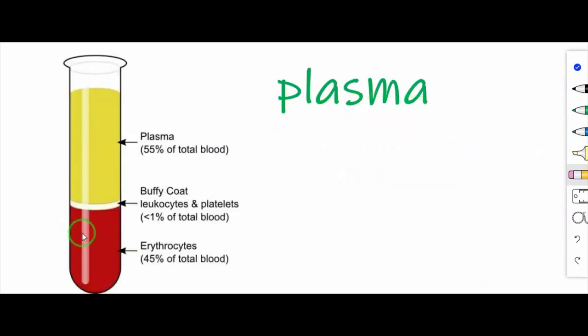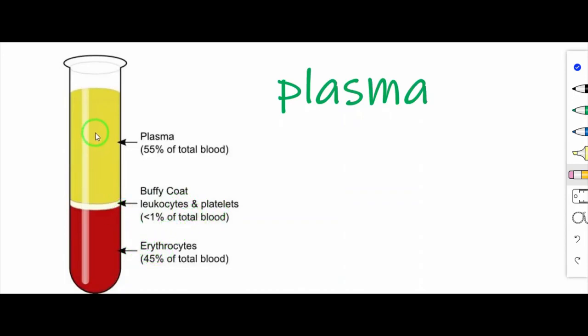Just see this test tube. Here 55% of total blood is plasma, clearly mentioned as the yellow color area. Then 1% is leukocytes and platelets. Okay, the remaining 45% of the blood is erythrocytes or red blood cells. Understand, children? So 55% of total blood is plasma, 1% is leukocytes and platelets, and the remaining 45% is erythrocytes.